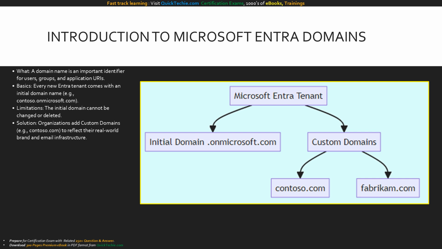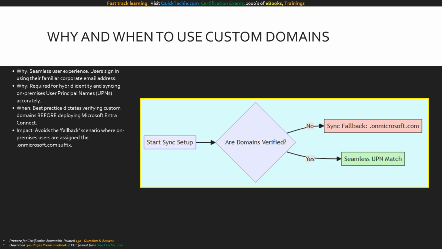The diagram illustrates that while the initial domain is a fixed, undeletable entity, you can attach multiple custom domains to the exact same tenant. These custom domains are what your users and applications will interact with daily. It is a simple but vital architecture: one tenant, one initial domain, and an array of flexible, brand-specific custom domains extending your identity perimeter. Now let us discuss the why and when of configuring custom domains.